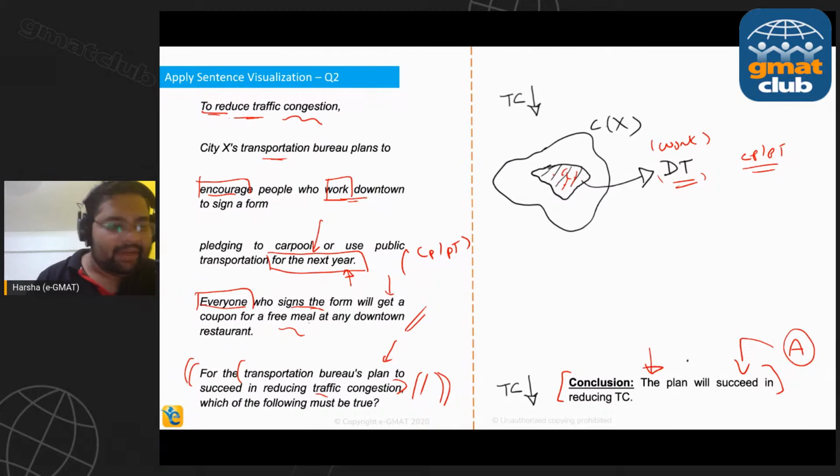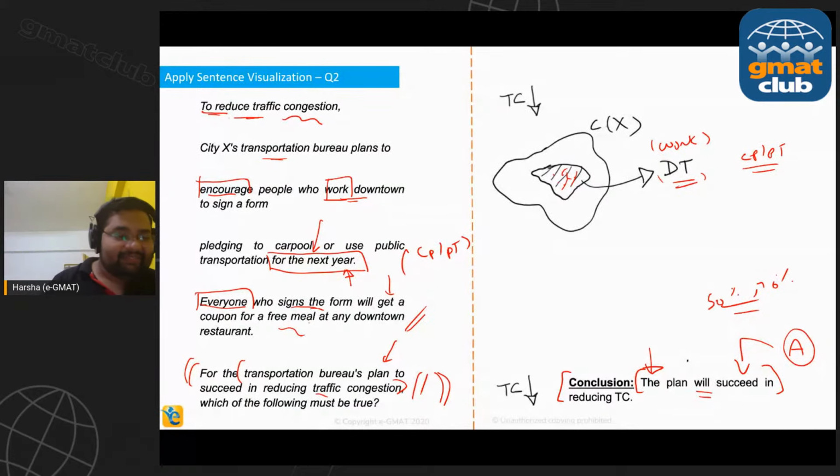The question I have for you is, do we need traffic congestion to reduce by a considerable margin, like 50%, 70%? Do we need that kind of reduction for this plan to succeed? Notice the conclusion is just that the plan will succeed in reducing traffic congestion. So do you need a significant, considerable reduction? Do you need that? Exactly.